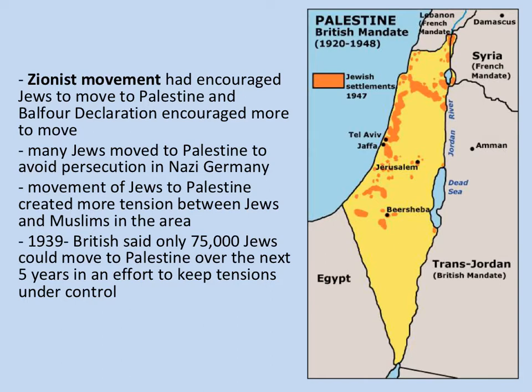And this caused increasing tension between Jews and Muslims in this region. And so by 1939, the British, seeing this, get kind of concerned about it and start to limit the number of Jews that can move there to try to limit any sort of conflict that might occur.